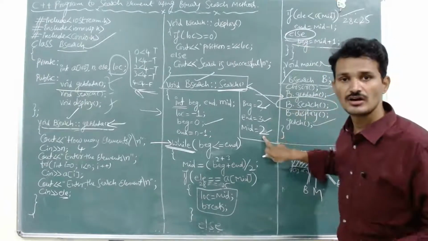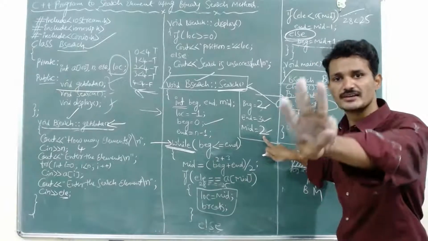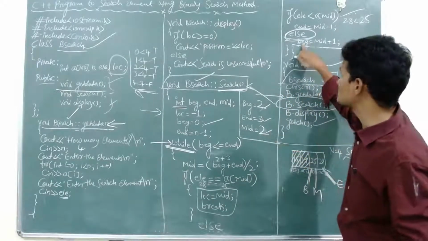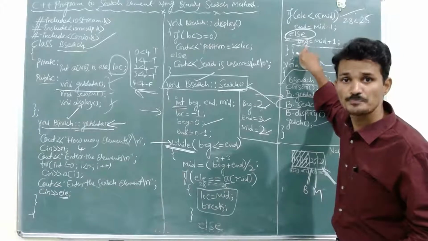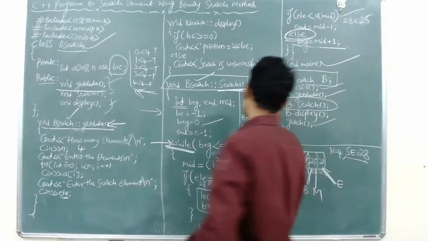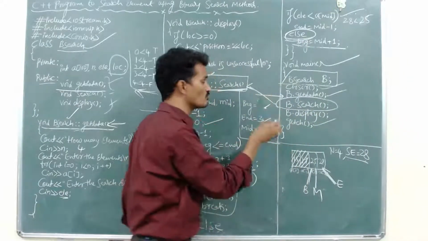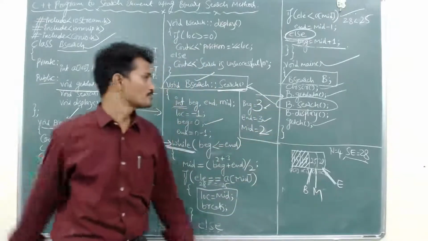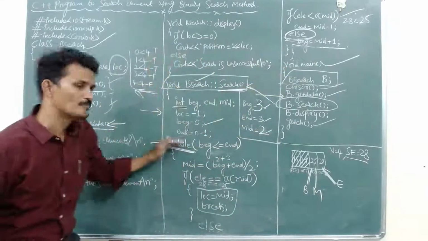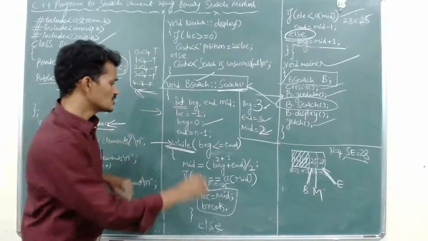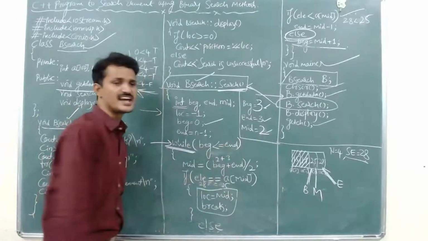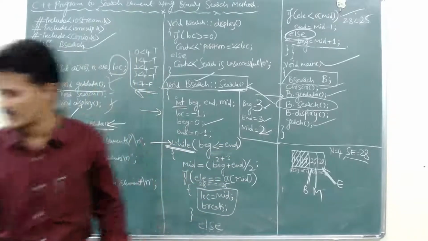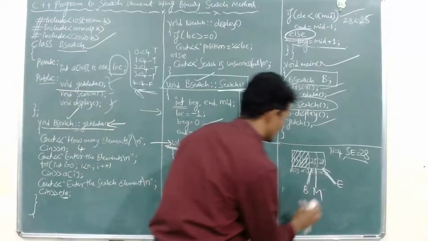Mid is already 2. 2 plus 1 is 3. 3 is assigned to begin. So I'll update the value. The previous value of begin was 2. Now begin is 3. After that it again comes to the while loop: while begin is less than or equal to end. So I'll update the array.